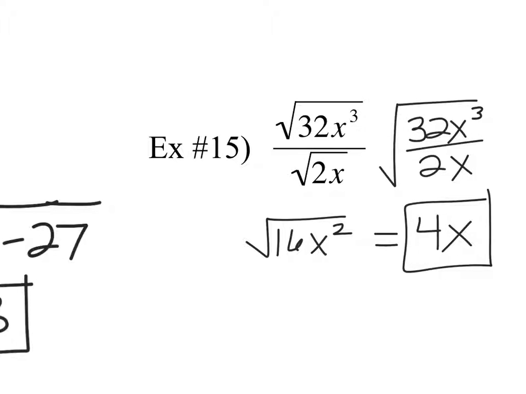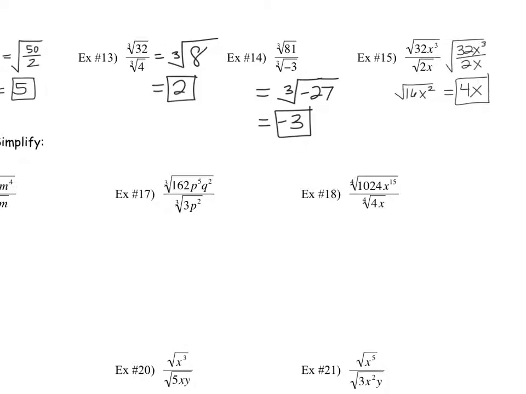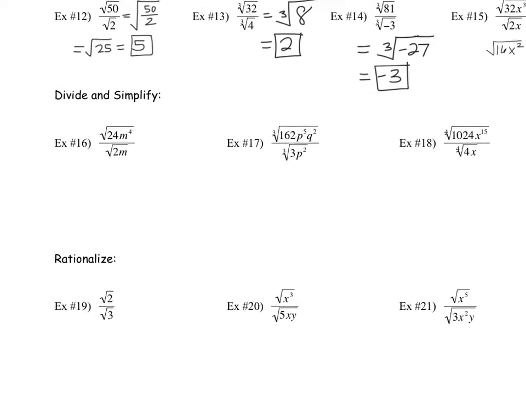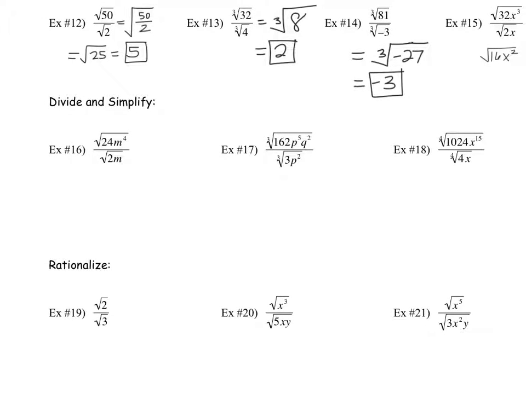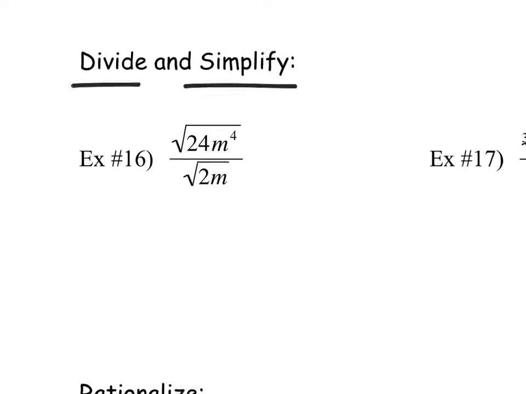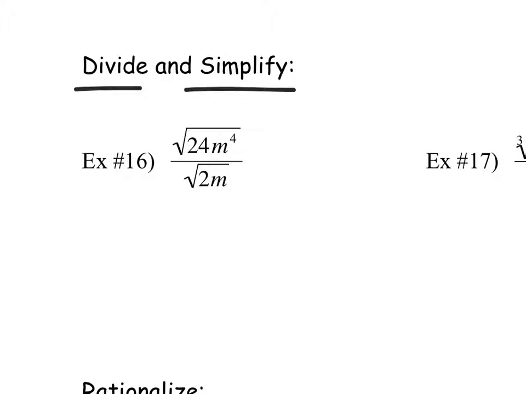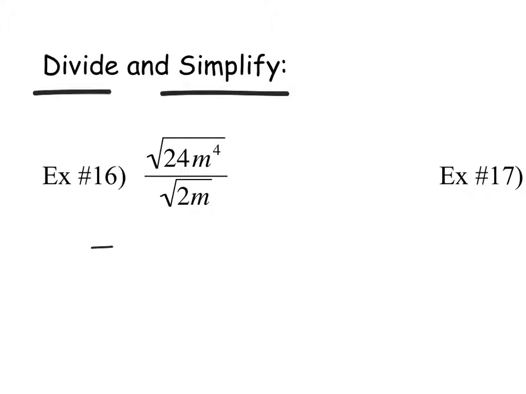All right, so far so good? Okay, moving on. Now the next 3 are going to be divide and simplify. We're going to do it in that order. Anything that we can divide, we're going to do that, and then we're going to simplify our radicals, okay? So here we go. You want to try this one, or you want me to do it with you?